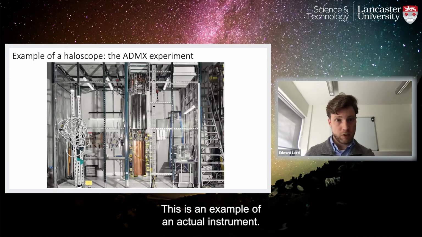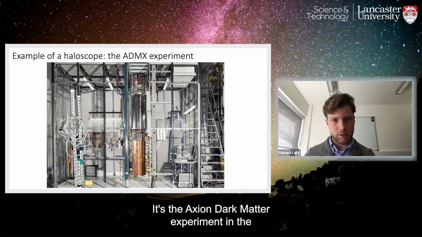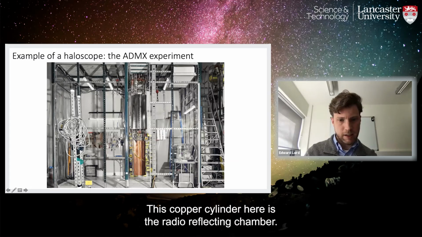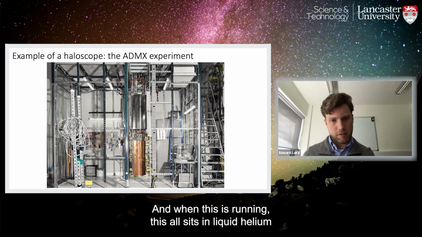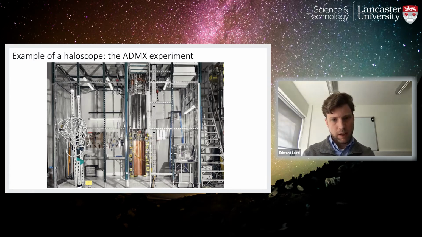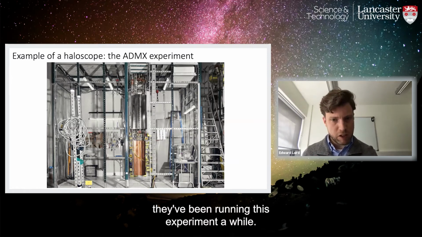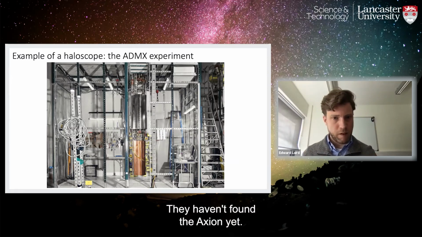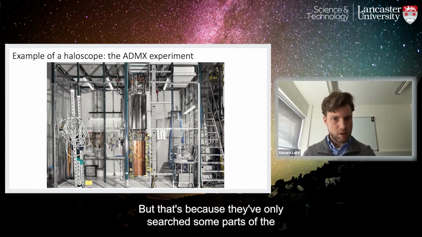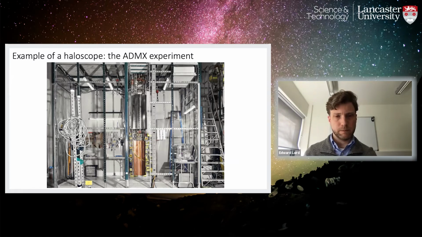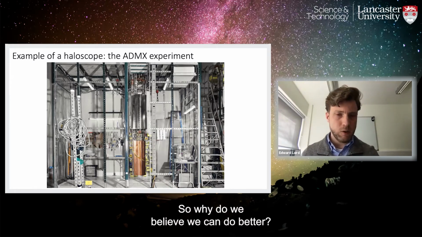This is an example of an actual instrument. It's the Axion Dark Matter Experiment in the United States. This copper cylinder here is the radio reflecting chamber, and when this is running, this all sits in liquid helium to be extremely cold, and they monitor the signal that comes out. And so far, I should say, they've been running the experiment for a while. They haven't found the axion yet, but that's because they've only searched some part of the parameters of the frequencies where it might exist. So why do we believe we can do better?